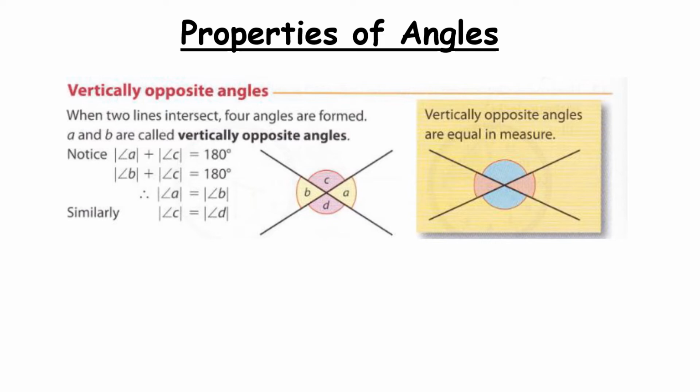We could use a similar logic to prove that C and D are equal. So this is a nice, quick little piece to know as we're working through questions. We'll be able to say, oh, I know these two angles are the same because they are vertically opposite.